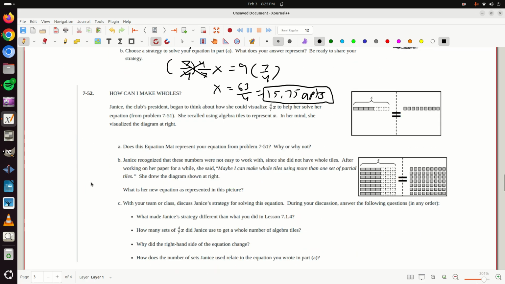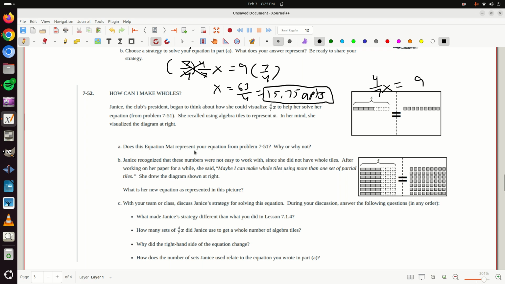So how can I make wholes? Janice, the club's president, began to think about how she could visualize 4/7 x to help her solve her equation from problem 7-51. She recalled using algebra tiles to represent x. In her mind, she visualized the diagram at right. So we have 1, 2, 3, 4, 5, 6, 7, 8, 9 there, right? There's our 4/7 on this side. There's our 4/7 x. Uh-oh, got my stylus pen upside down. So there's our 4/7 x, and there's where it's equaling 9.